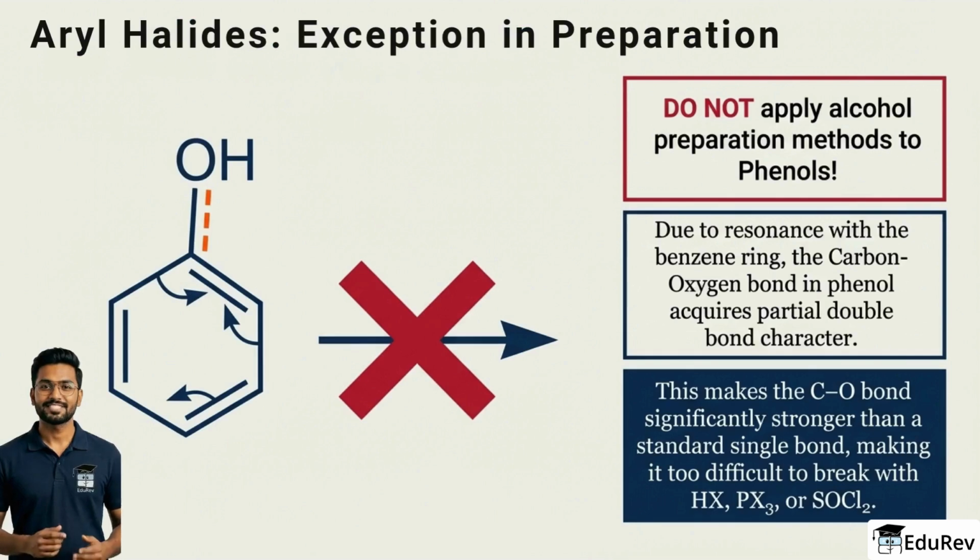Here's where the pattern breaks, aryl halides. If you try to apply the same alcohol-based methods to phenols, they fail. Because in phenol, the C–O bond is strengthened by resonance with the benzene ring. It gains partial double bond character, so it becomes much harder to break. This is why HX, PX3, and SOCl2 don't work here. If you miss this exception, you'll misapply the entire preparation logic.